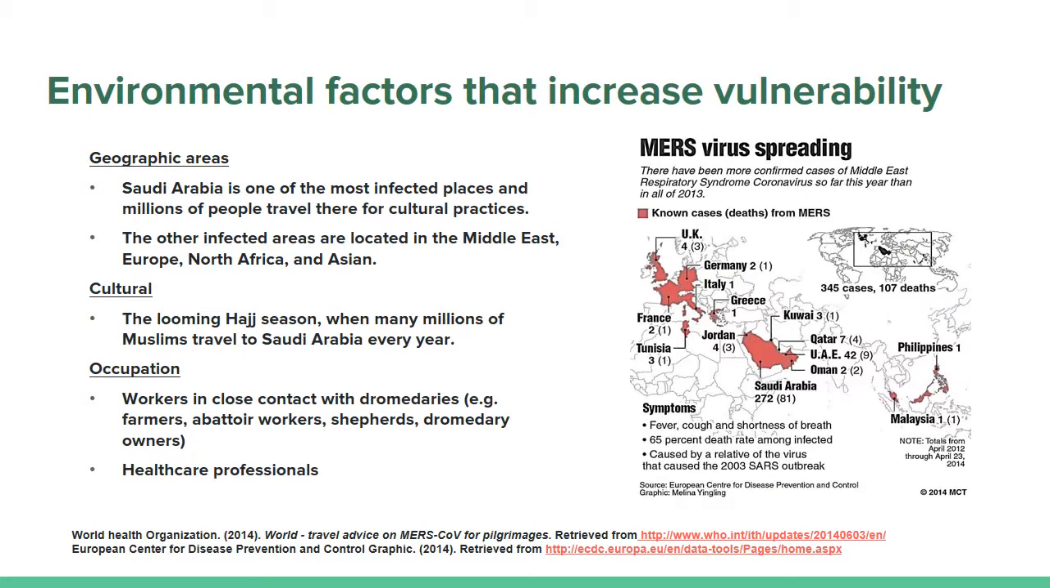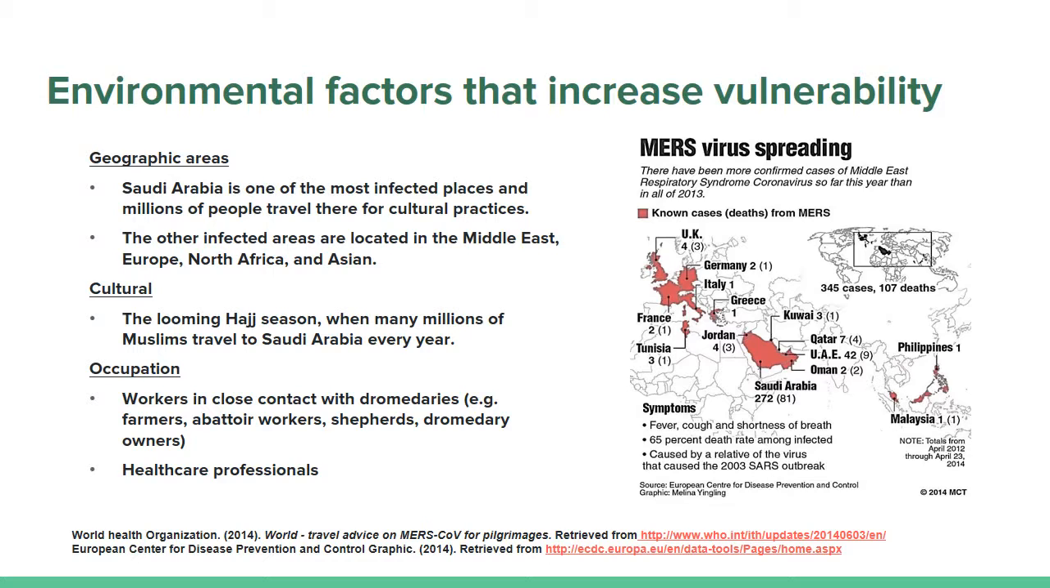Environmental factors that increase vulnerability. Geographic areas: most of the Middle East respiratory syndrome coronavirus infections are concentrated in the Kingdom of Saudi Arabia, where the virus was first discovered. The other infected areas are located in the Middle East, Europe, North Africa, and Asia.